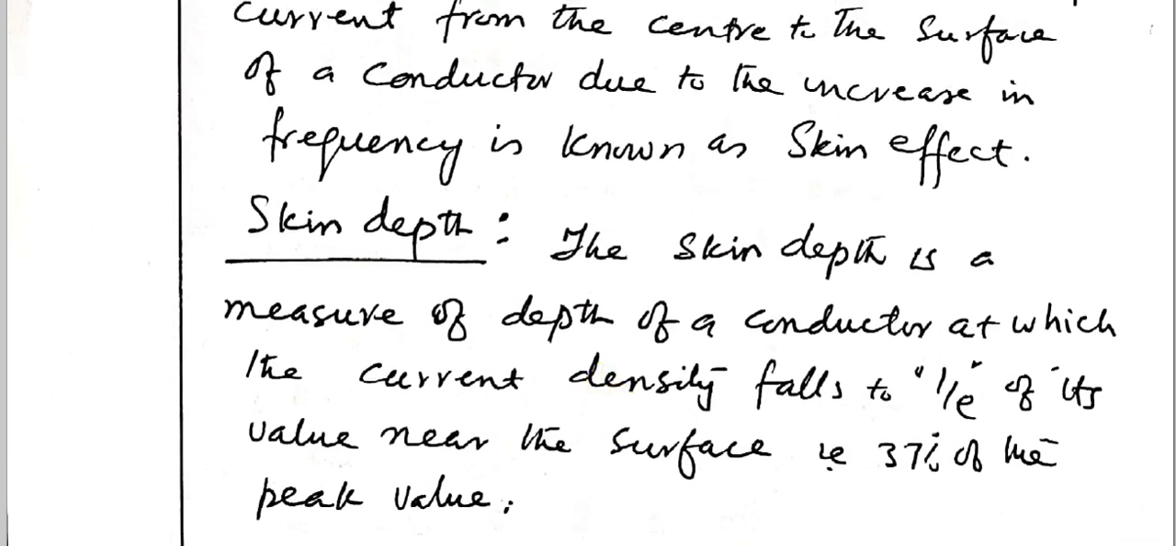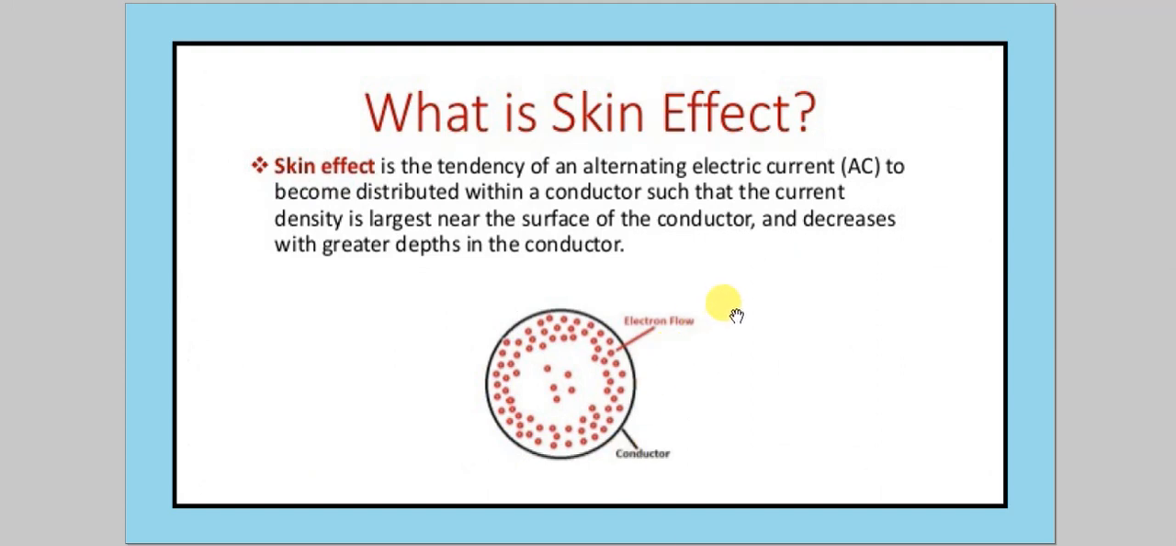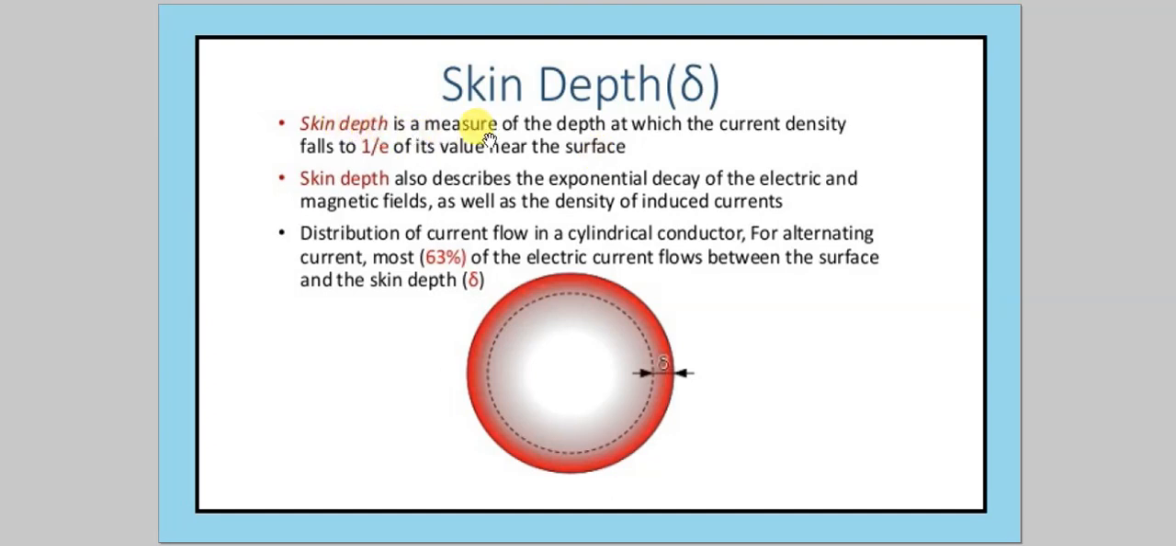Now let's see how this phenomenon takes place inside the conductors. Again, we look at the skin effect tendency. It is the tendency of alternating current (AC) to become distributed within the conductor such that the current density is the largest near the surface of the conductor and decreases with greater depths, as we already defined. The skin depth is the measure of the depth at which the current density falls to 1 by e of its value near the surface.